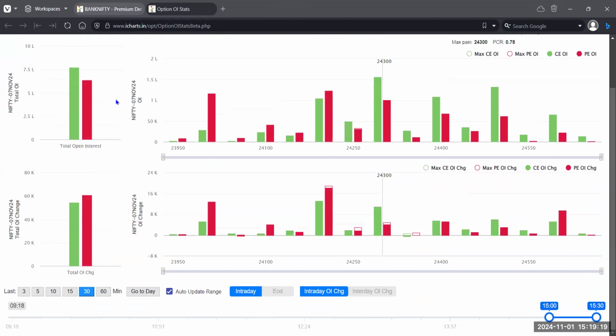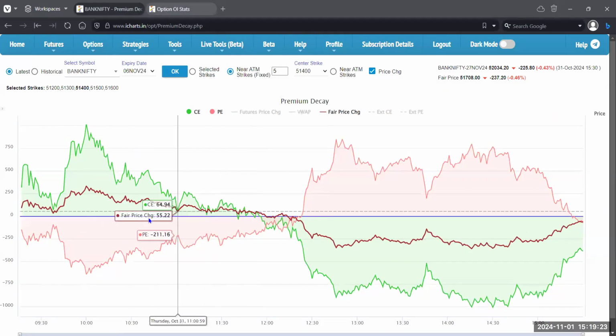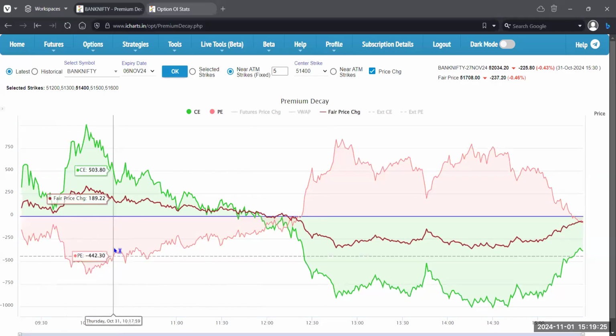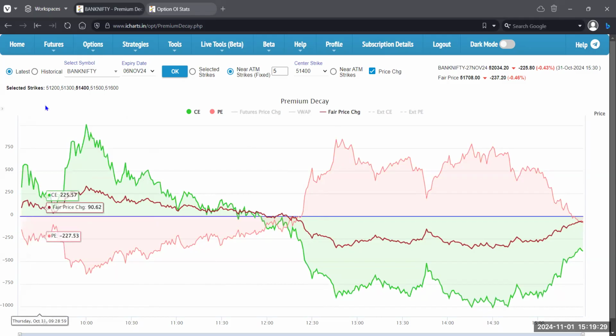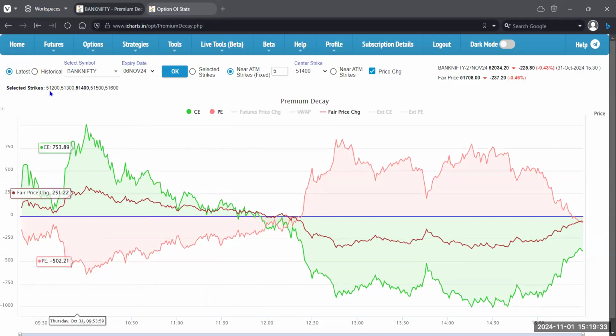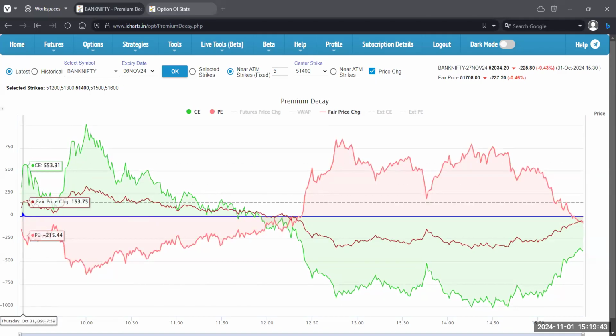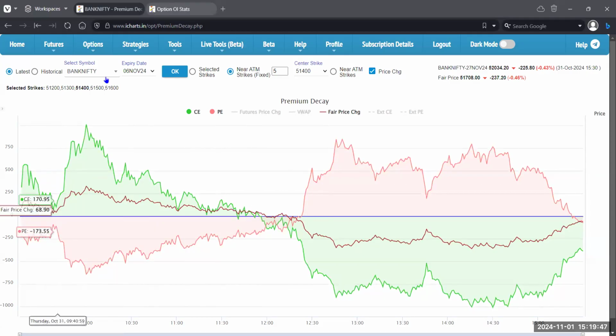This will tell you which side the OI positioning is happening, and this will tell you which side the price is moving. These lines are telling you the change of call and put prices. The green line is call price, the put line is put price of all these strikes together, whatever you have selected. So what is the change of total prices of these options, call and put, from market open?